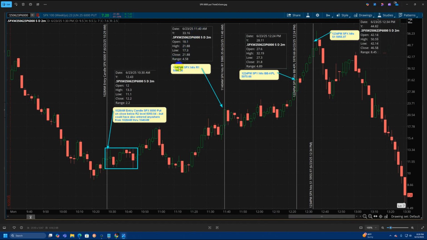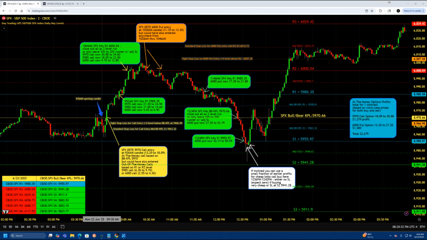Then we have at 11:40, SPX hits R1. Then we have at 12:24 p.m. where it hits the bull bear key price level again. And that would be where you would close out everything. And then if you did leave runners, here's where it hits S1 at 5955.97 at 12:34 p.m.